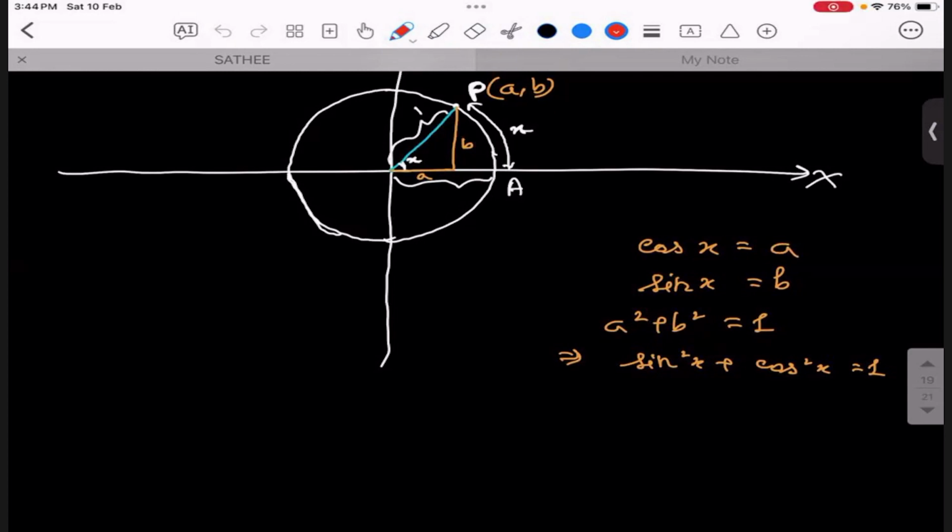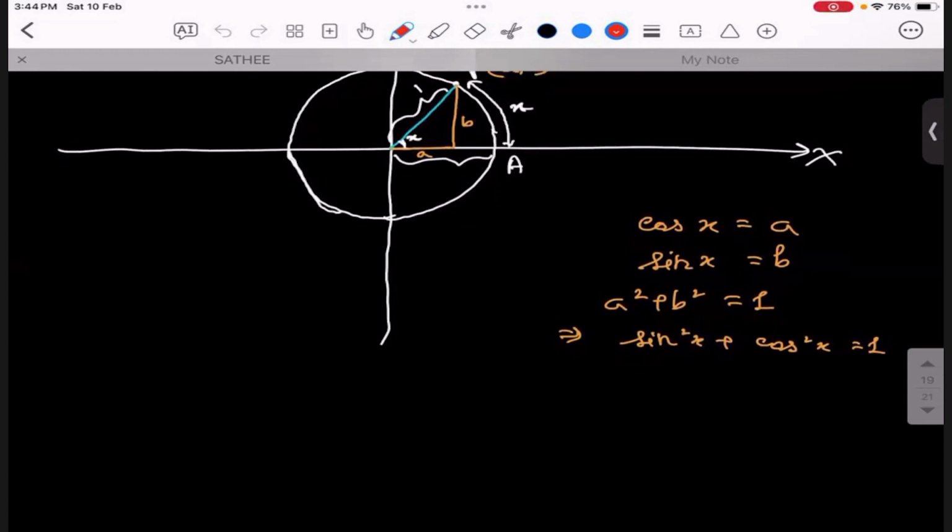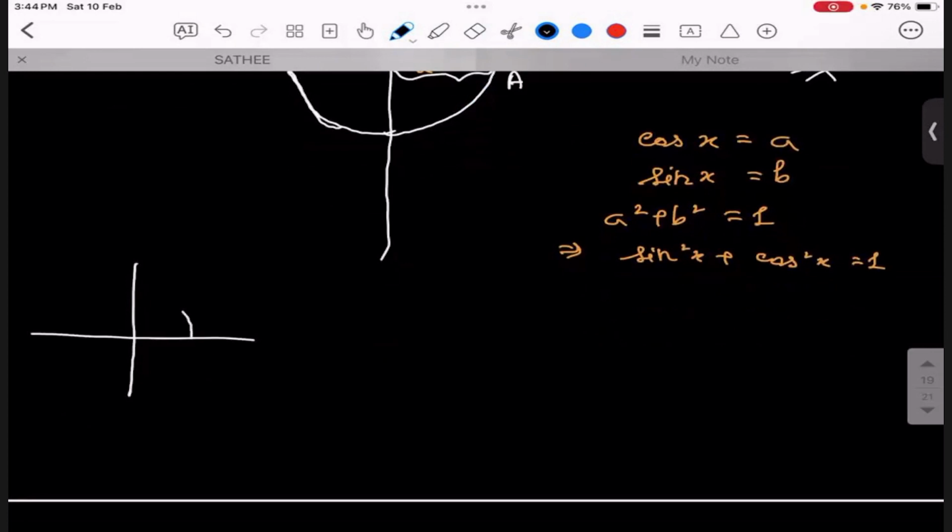Okay, so let us draw this with some new picture. Let us draw it in small pictures. This is our unit circle.